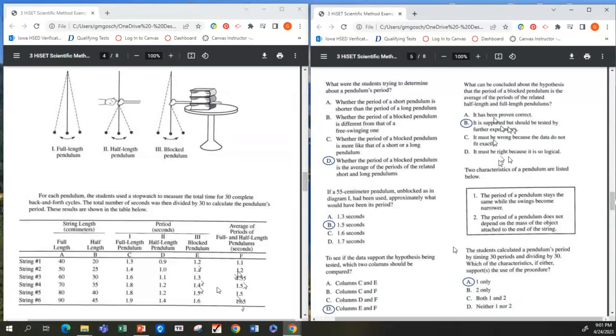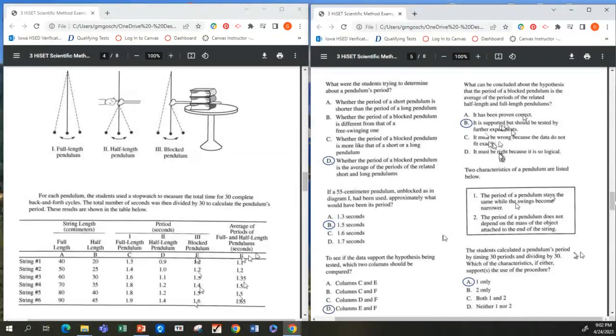So that period, that time that it takes to get from one side to the other and back, is going to be consistent. The period of a pendulum does not depend on the mass of the object attached to the end of it, to the weight of it. Okay, the students calculated the pendulum's period by timing 30 periods and dividing by 30, which is supported in this procedure.